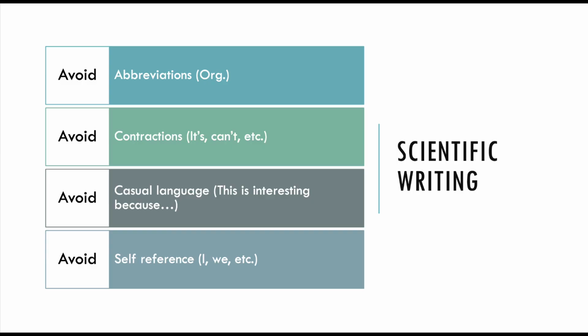And we'll get more into the details of the discussion section as well, so that I'll clarify that even more. And again, we avoid self-reference. So this is actually a little bit complicated because this has changed in recent years. We actually seem to be more accepting of the word we in science.